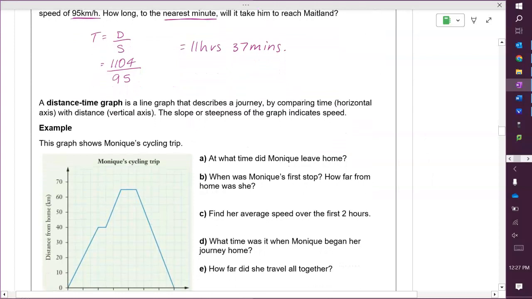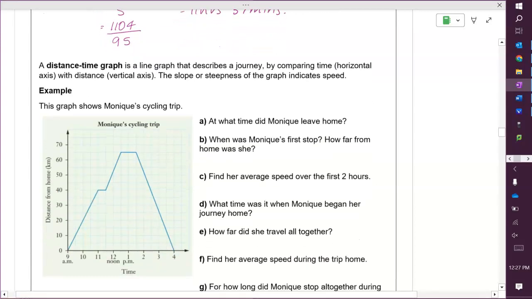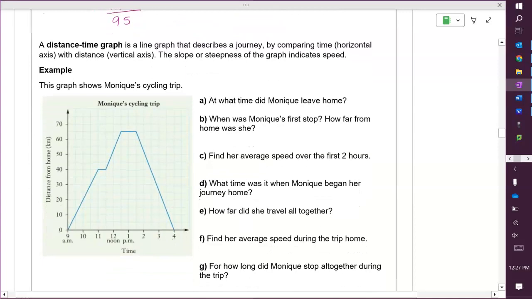Then we can look at our distance time graph, and again you will have seen these before, but it is a line graph that describes a journey using your horizontal axis with time and your vertical axis with your distance travelled. How steep the line is tells us how quickly or how slowly that person is moving. So this graph shows Monique's cycling trip.